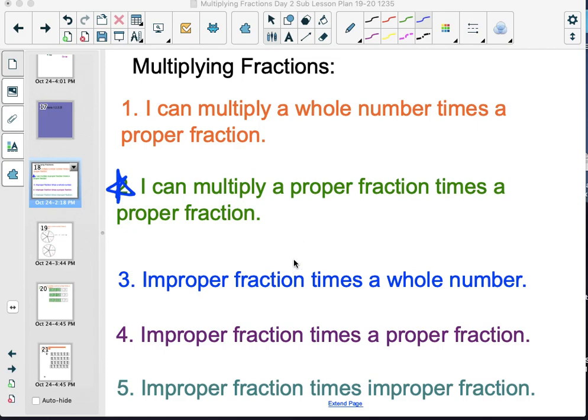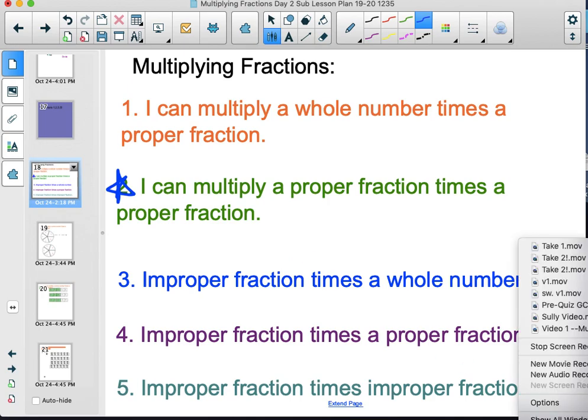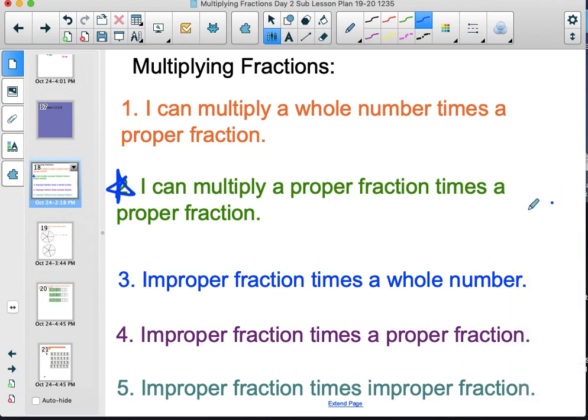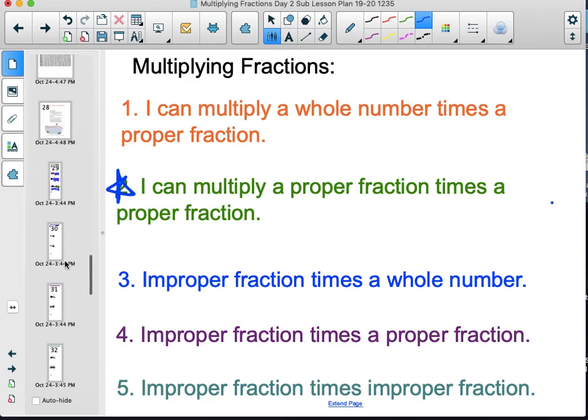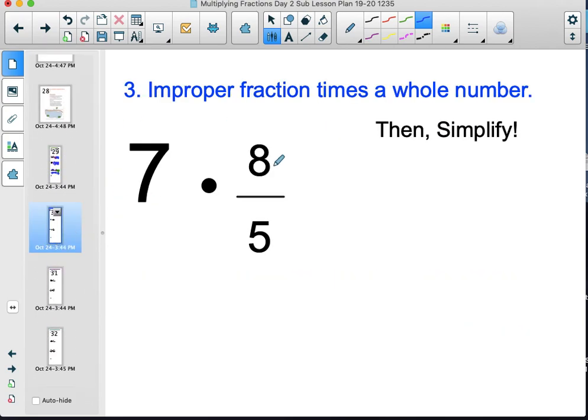All right, so we're going to start here. Our goal number 3 is that we are going to take an improper fraction times a whole number. So write down goal 3, improper fraction times a whole number. Pause the video and then write this down. All right, let's go to goal 3, improper fraction times a whole number.